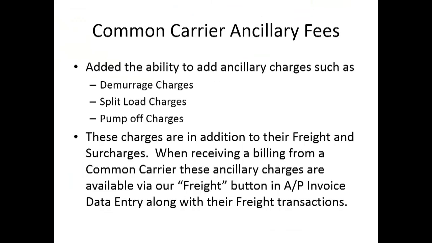So the next thing is common carrier ancillary fees. So this is the ability to add demurrage charges or split load fees, pump off charges to a common carrier bill of lading. The charges are in addition to their freight and other surcharges, and then when you receive a billing from a common carrier, these charges are available via a freight button in our accounts payable. So this allows you to actually then have those additional charges that are coming in from the common carrier process through your normal AP process method.